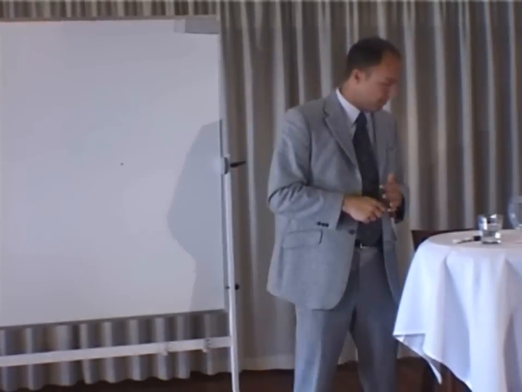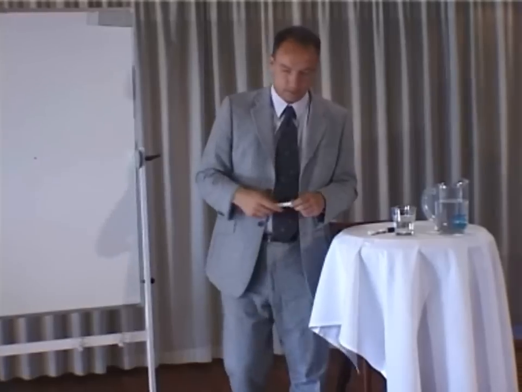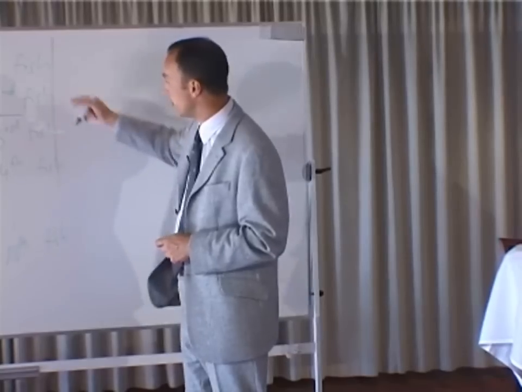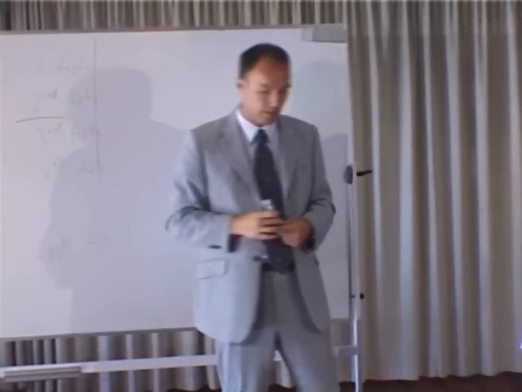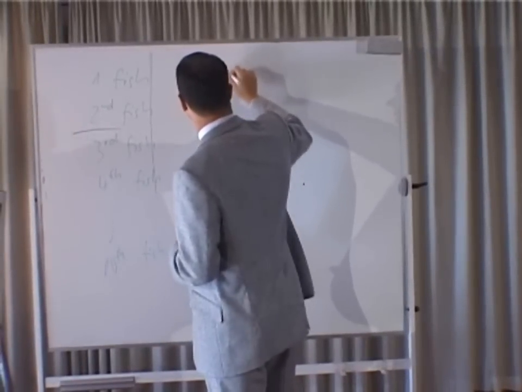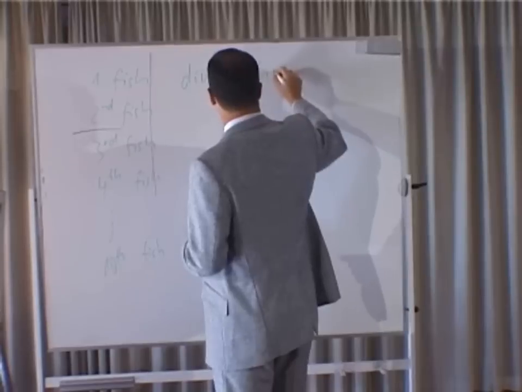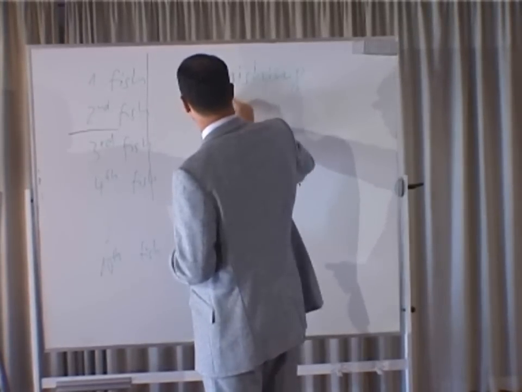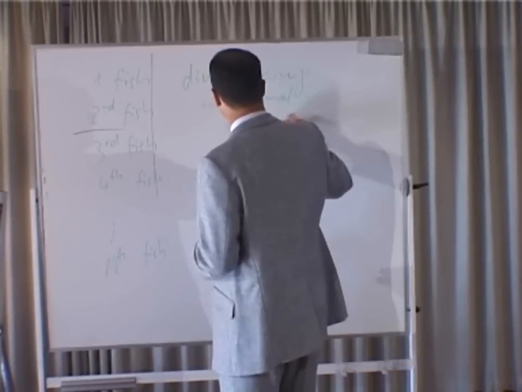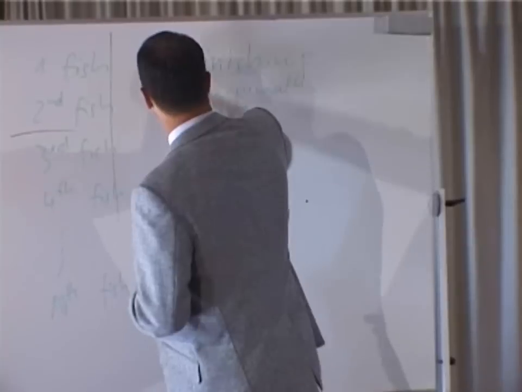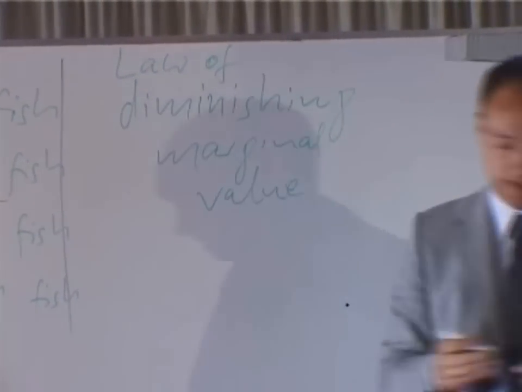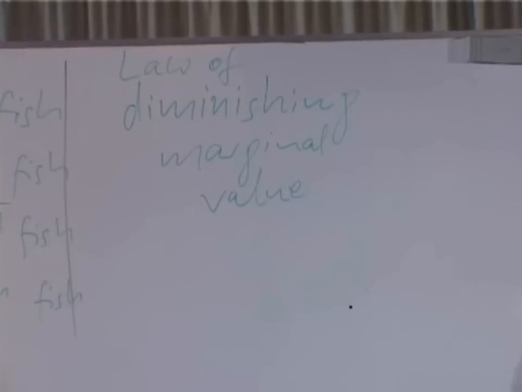And then he explained that we have this regularity that I discussed before. That is, we have the praxeological derivation of the law of diminishing marginal value, which is, as I've said, a praxeological law.